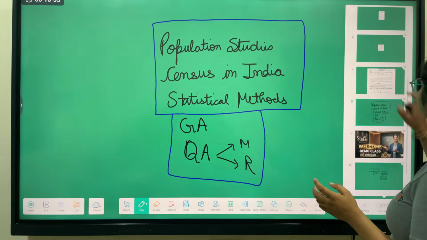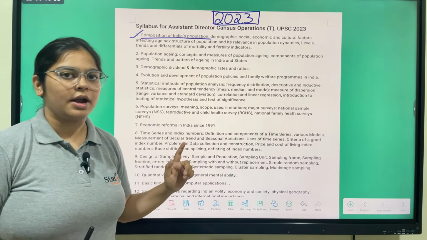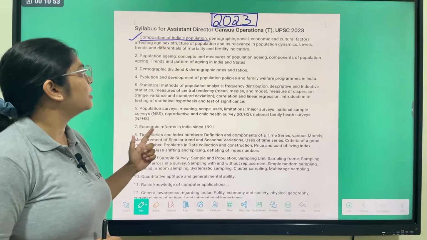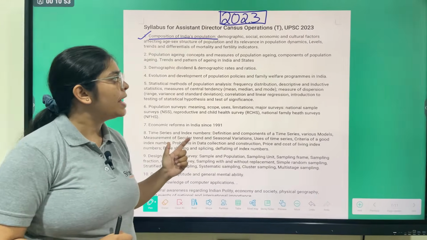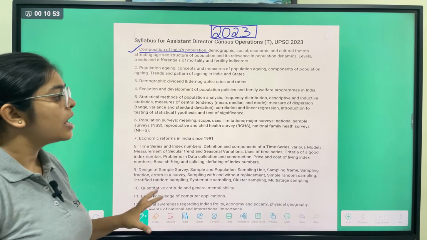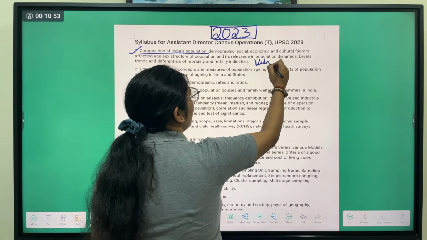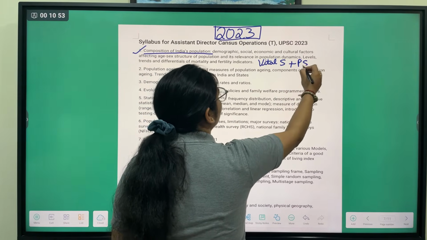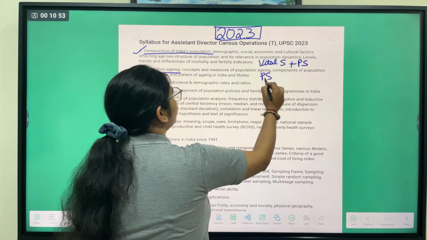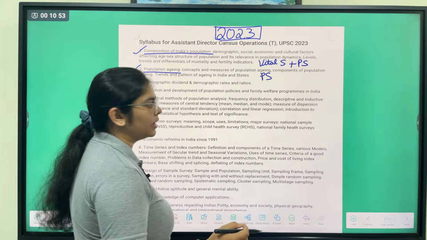Now, talking about the syllabus in detail, it begins with the composition of Indian population. This is a part of population studies. It covers demographic, social, economic, and cultural factors affecting age-sex structure of the population and its relevance in population dynamics, and levels, trends, and differentials of mortality and fertility rate. These topics include vital statistics as well as population studies, so we'll be covering them. Then comes population aging, simply population studies: concepts and measures of population aging, components of population aging, and trends and patterns of aging in India and states.